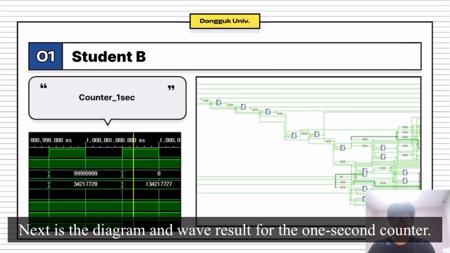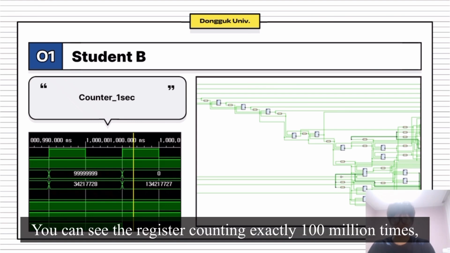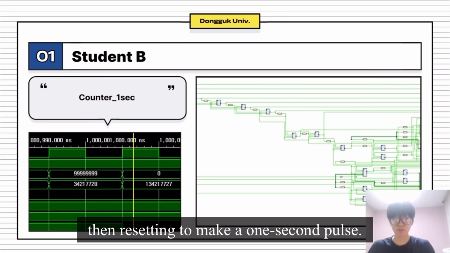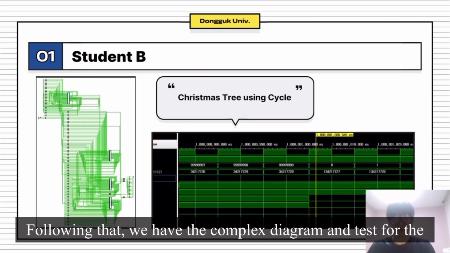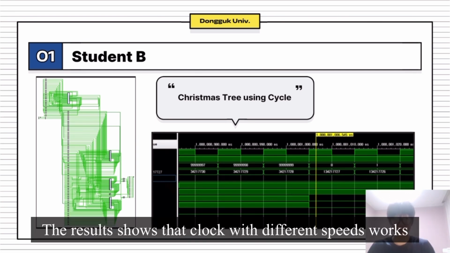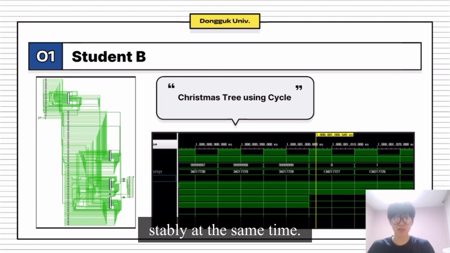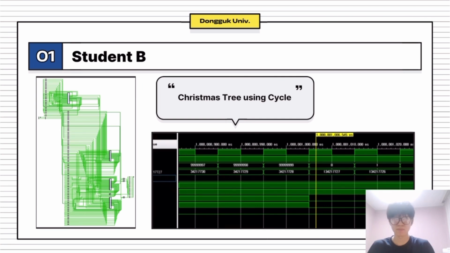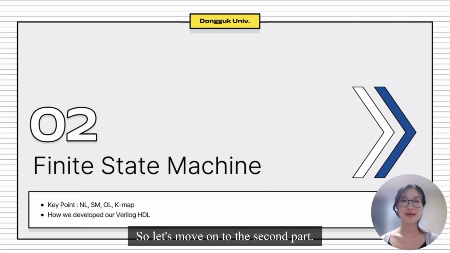Next is the diagram and wave result for the 1 second counter. You can see the register counting exactly 100 million times, then resetting to make a 1 second pulse. Following that, we have the complex diagram and test for the Christmas tree controller. The result shows that clocks with different speeds work stably at the same time. So let's move on to the second part.